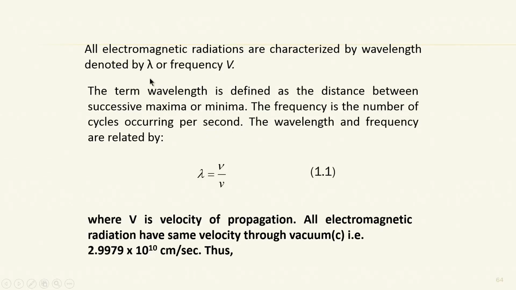So, how are these two related to each other? A very simple relation, lambda is equal to v by mu, where v is the velocity of propagation, and all electromagnetic radiation, you should remember, travel in space with or without matter at the same rate, that is the same velocity, that is 2.9979 into 10 raised to 10 centimeters per second. For simplicity we call it 3 into 10 raised to 10 centimeters per second.